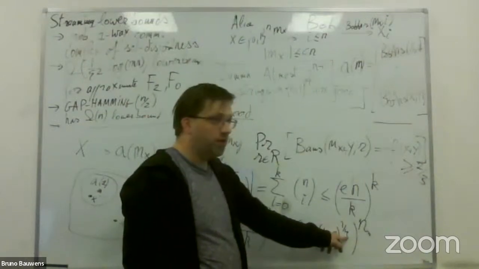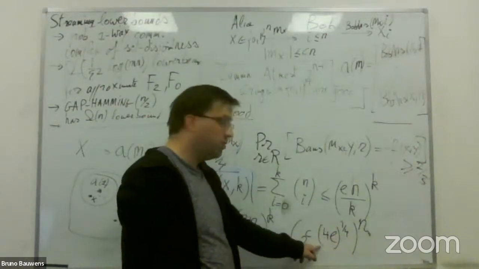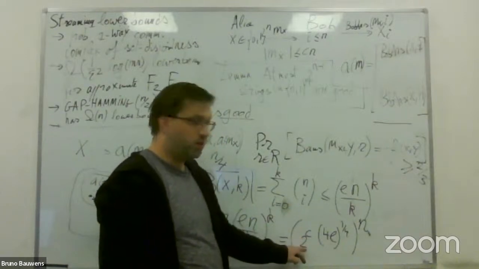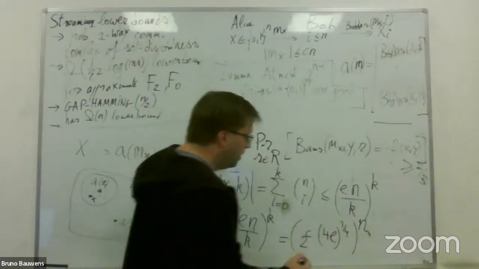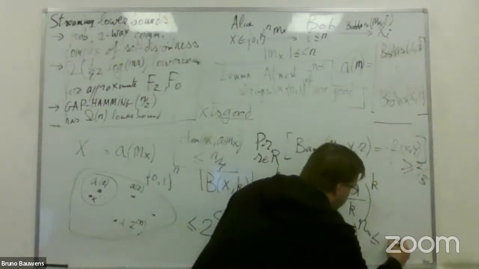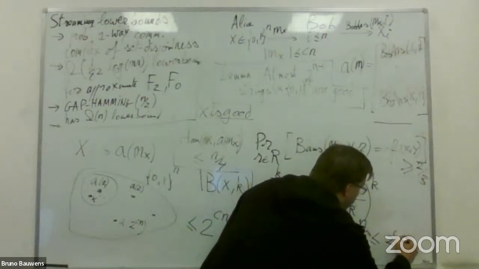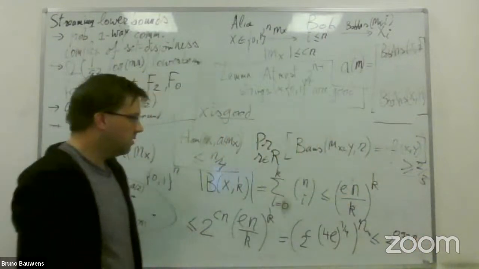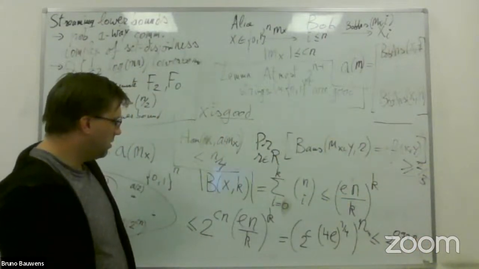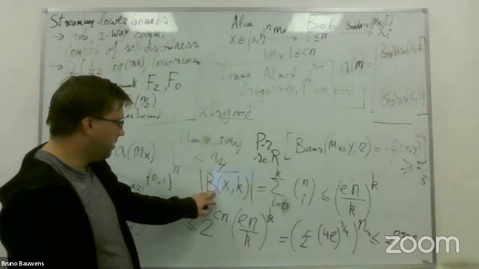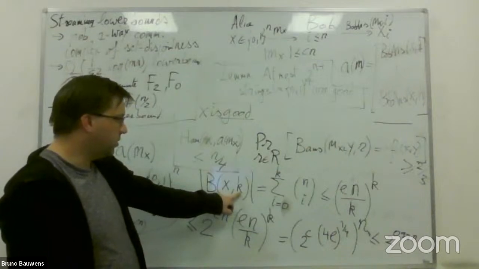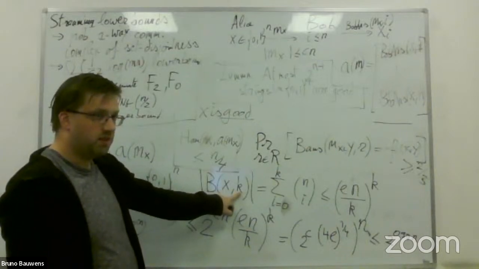And then we take the 4th root, and we have something less than 2. And then c should be small enough that the power is still smaller than 2. So this is smaller than 2 to the power 0.99n. What is the deal of X and K? What is the Hamming ball? All strings that differ in at most k positions from X.